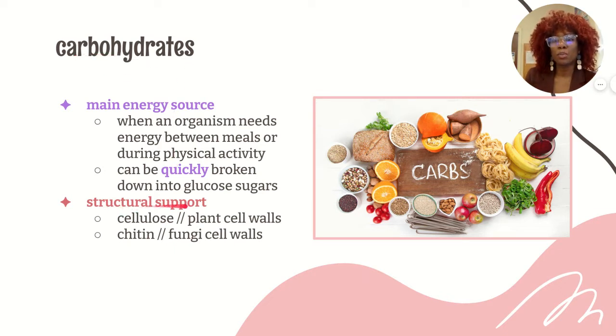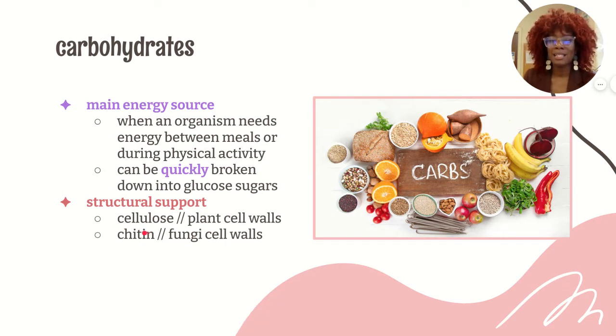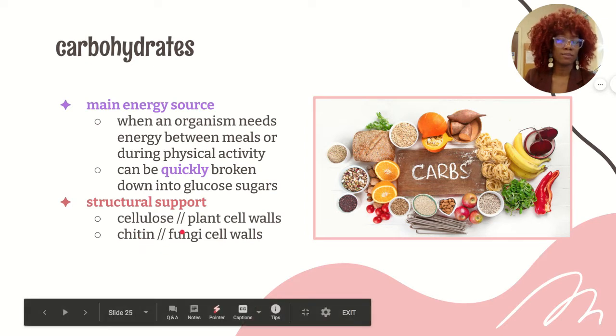Okay, structural support. Cellulose is a type of carbohydrate found in plant cell walls, while chitin is a carbohydrate found in the cell walls of fungi. This is very important. If you see a problem that tells you there's a presence of cellulose in the cell wall, then you automatically know that organism is a plant. If it says they've detected chitin in the cell wall, then you should know that it is a fungal cell.